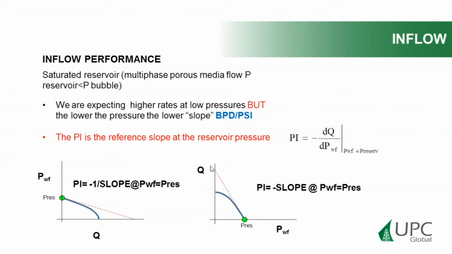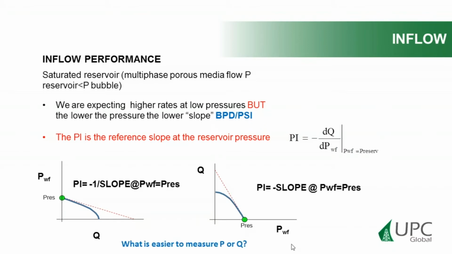The graph should have bottom hole pressure on the x-axis and Q on the y-axis. So the slope will be with the right units. But this is just a reference number. I'm not saying that the slope is constant for every point. We are going to see this in the next slide.